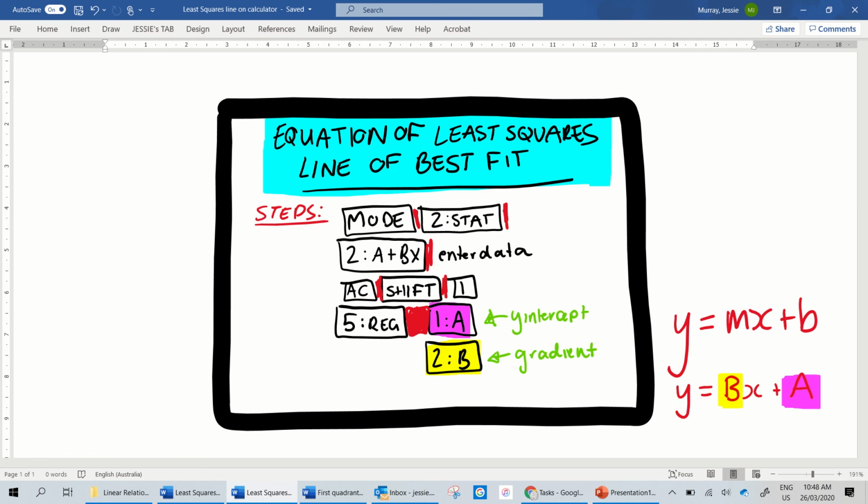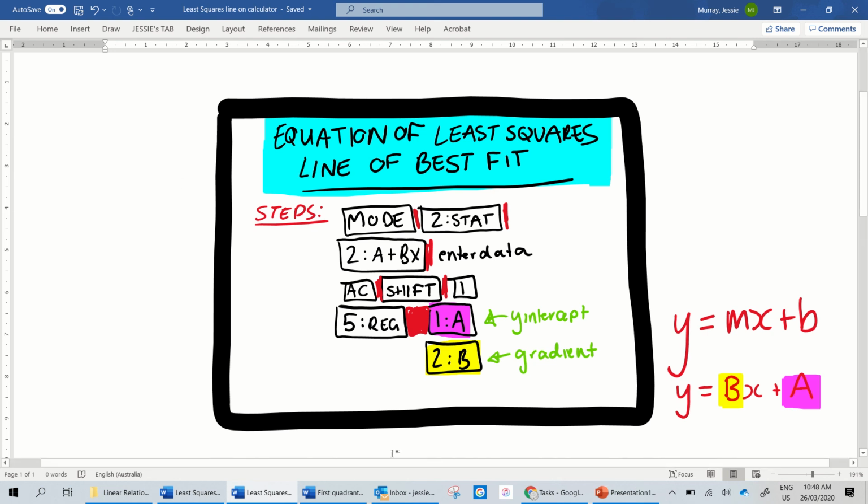If you're not sure, I can make a YouTube video, so request it below in the comments, or just type into YouTube yourself, equation of least squares line of best fit, and there'll be somebody with a Casio calculator doing that example, okay? So you put it all in and it gives you the equation of your line.